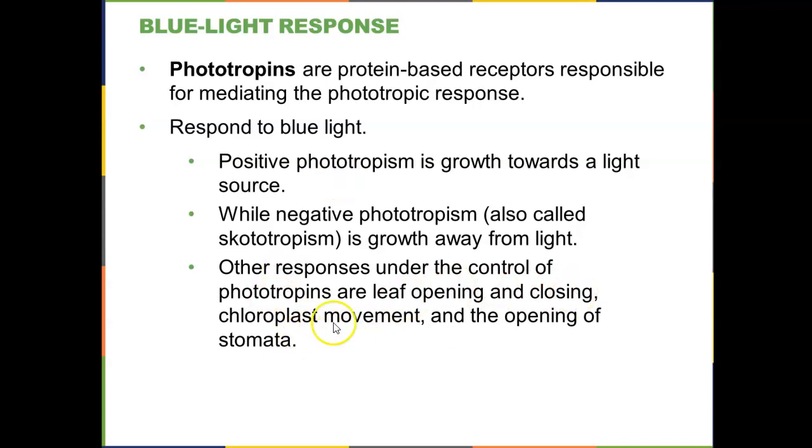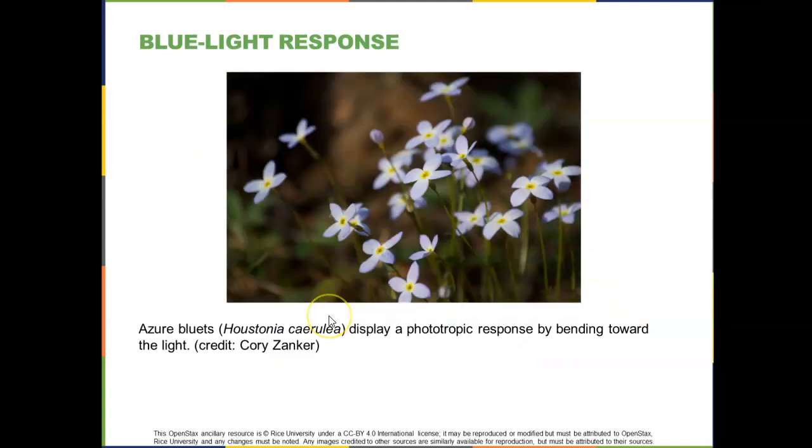Leaf opening and closing, chloroplast movement, and stomatal opening are all regulated by blue light detectors. In this case, these bluettes right here, the azure bluettes, which is kind of an oxymoron, one word describing the other word, are photoperiodic. They show a daily phototropic response where they bend towards the light. They track the sun as it's going over them by bending, so they're always facing the light. Time lapses of plants are really illuminating because they're so much more mobile than we normally think of them being.